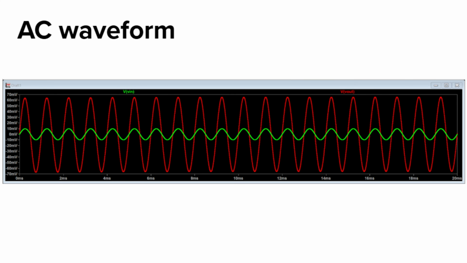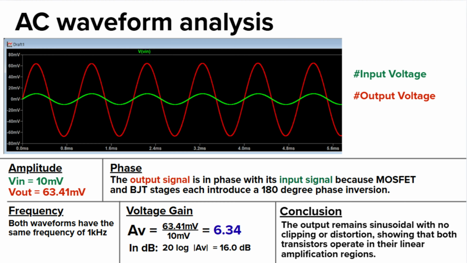When both signals are displayed on the same graph, we can clearly see that the output signal is amplified compared with the input signal. From the waveform, the input amplitude is approximately 10 mV, while the output amplitude is approximately 63.41 mV. Both waveforms have the same frequency of 1 kHz. The output is in phase with the input because the MOSFET and BJT stages each introduce a 180-degree phase inversion. Therefore, the two inversions produce an overall phase shift of approximately 360 degrees, which is equivalent to 0.